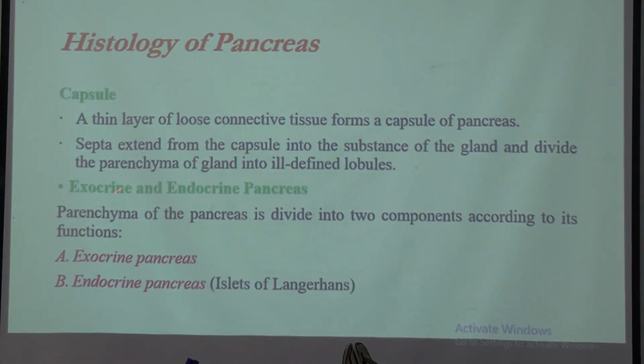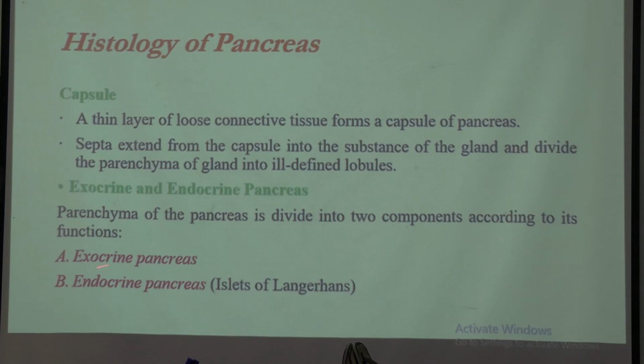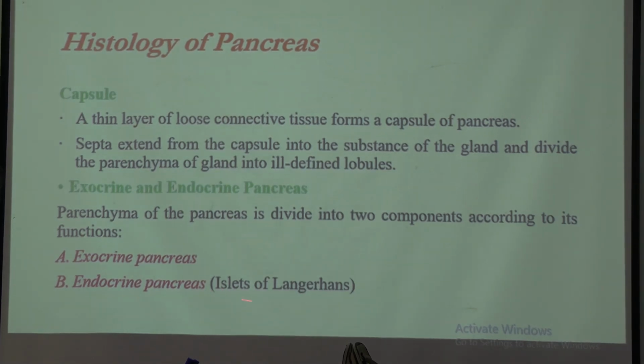Exocrine and endocrine pancreas. The parenchyma of the pancreas is divided into two components according to its function: exocrine pancreas and endocrine pancreas, the islets of Langerhans.